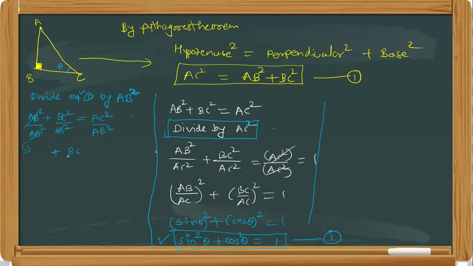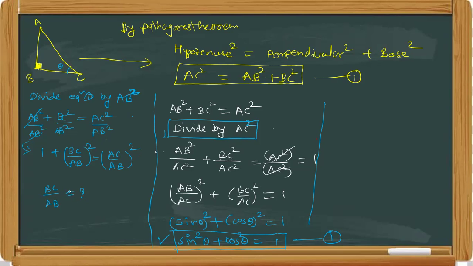What should I write here? It is correct: 1 plus BC upon AB. Can I write this in brackets squared? Yes. Then AC upon AB, can I write it squared as well? Yes. Now tell me what this BC upon AB is.